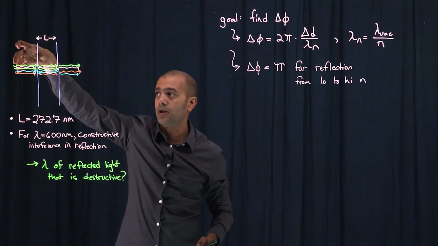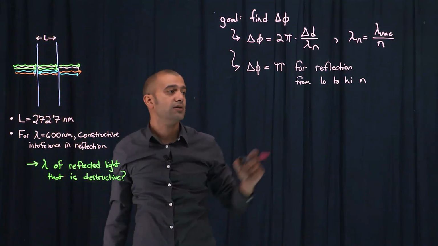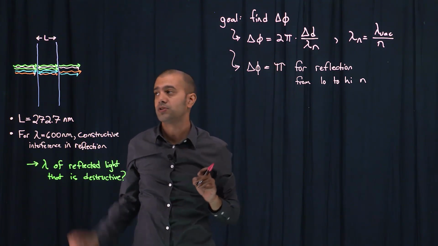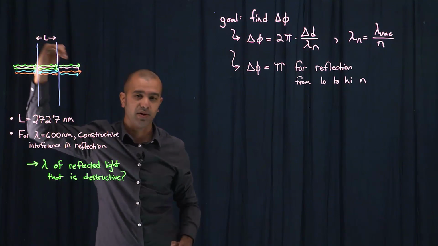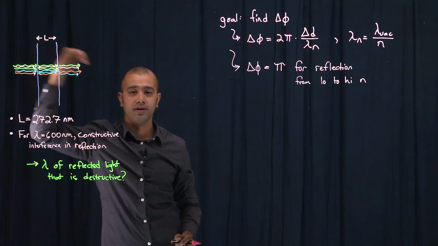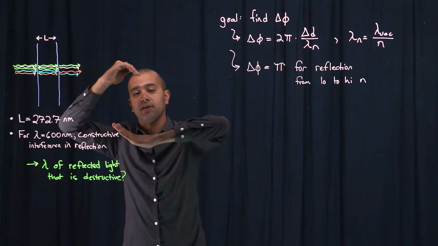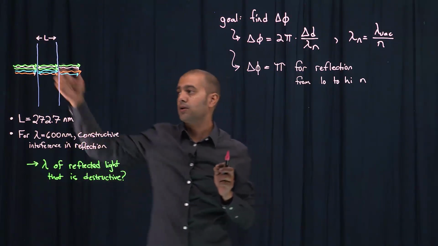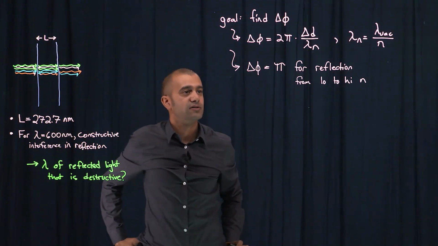Because it's going from a low index to a high index, that reflection will automatically undergo a phase shift of 180 degrees or pi radians. So whatever light is coming in at this point, let's say it's right at its crest, right as it's about to hit that boundary, the reflected light will automatically be at its trough at that moment. Okay? So that's always going to occur from a low to a high index. It's always going to automatically just pick up a phase of pi.